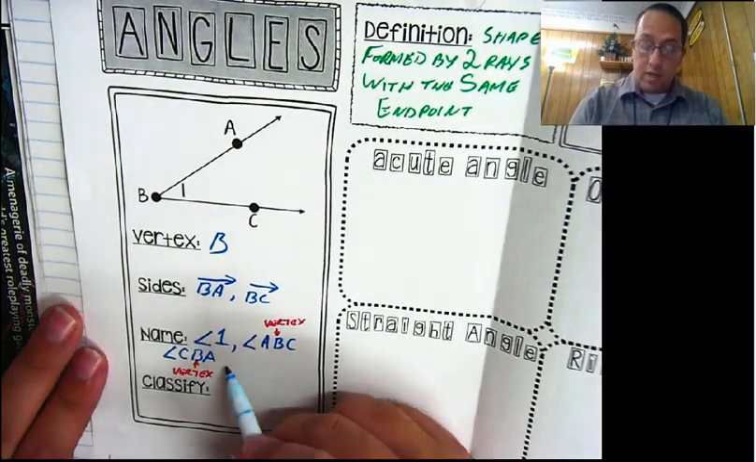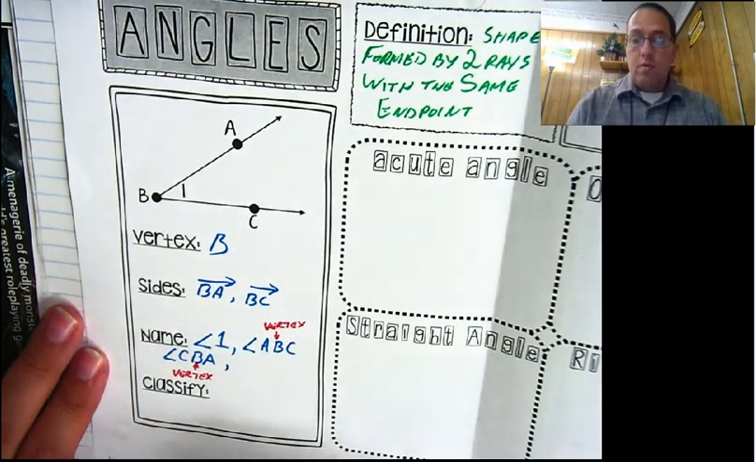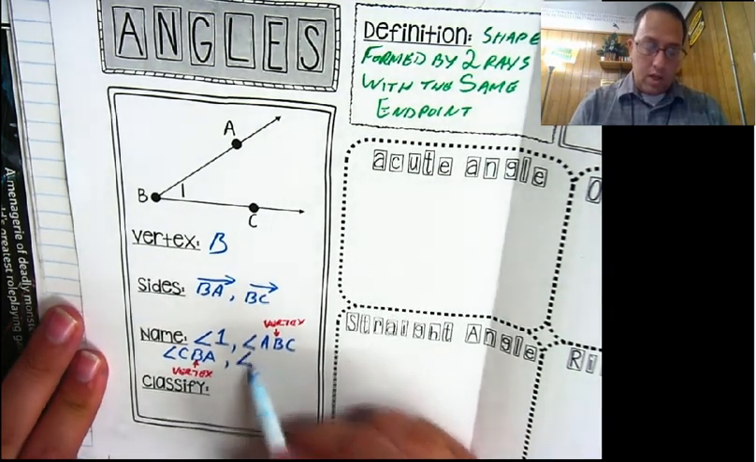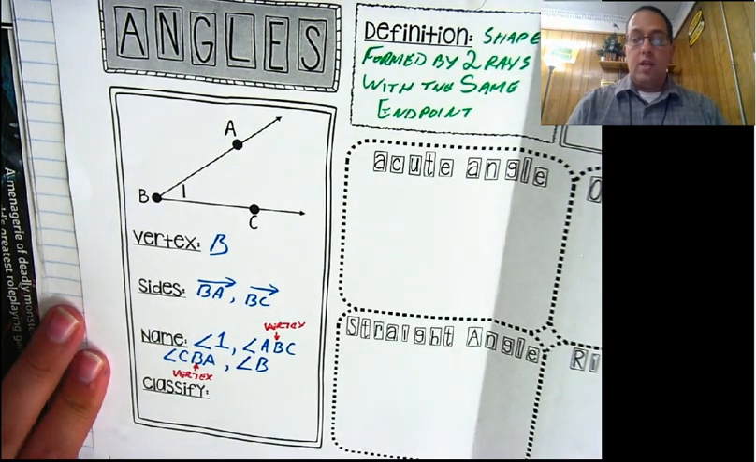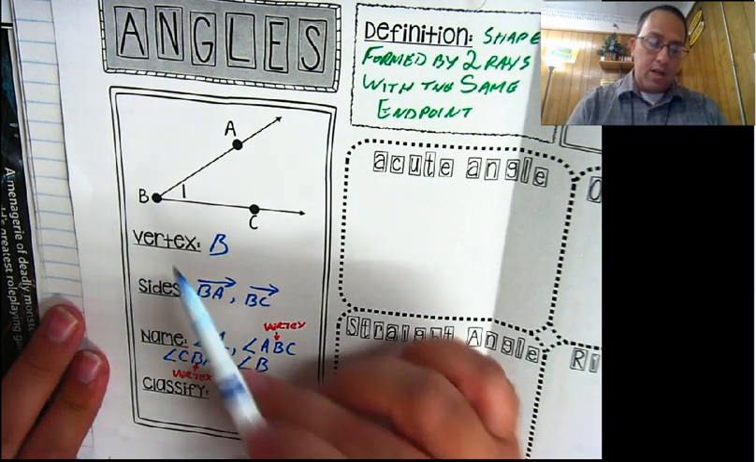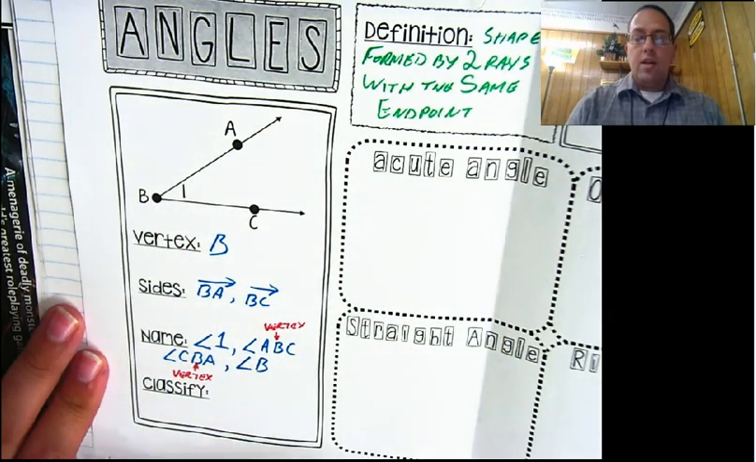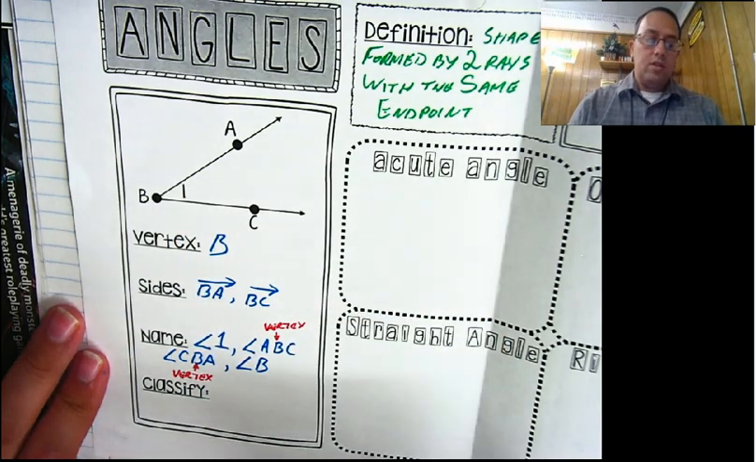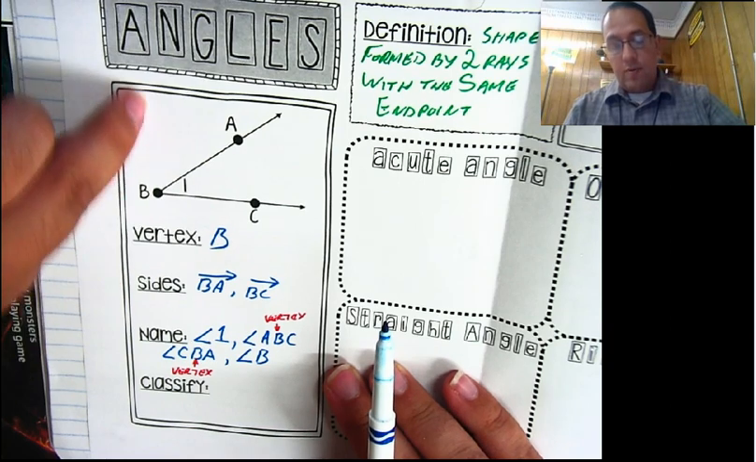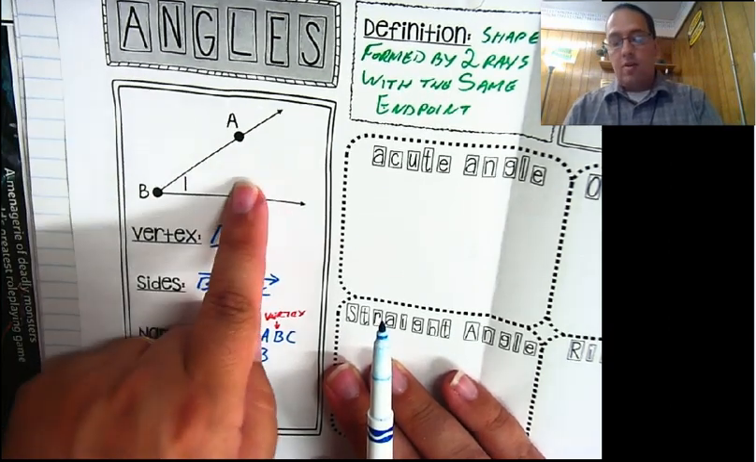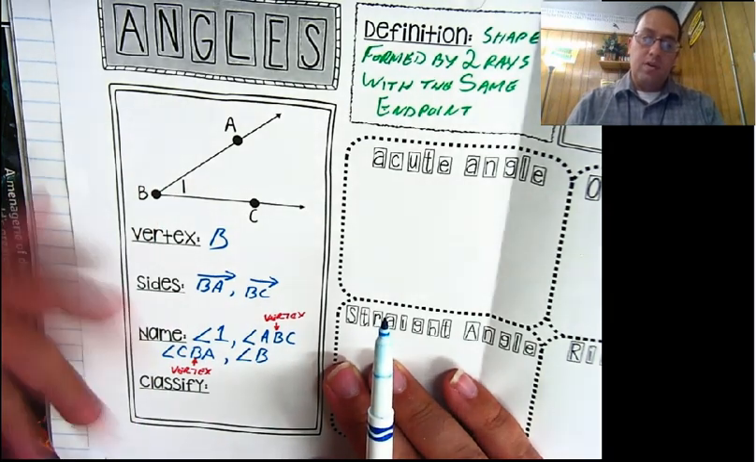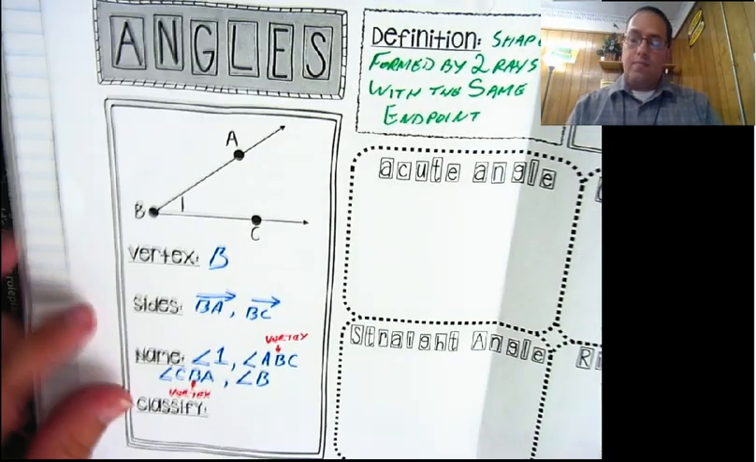Now there are special cases where we could also call this angle B, just naming it by the vertex. And for that to happen, it has to be the only angle that has B as a vertex. So if I had had another ray coming out here, we couldn't do that, because then you'd talk about angle B for this angle, angle B for this other angle. Which angle are you talking about, right?